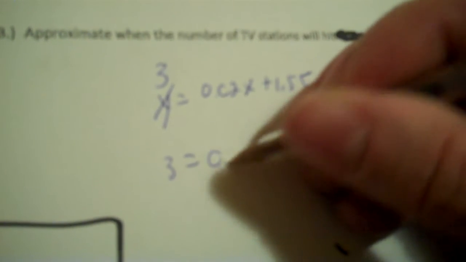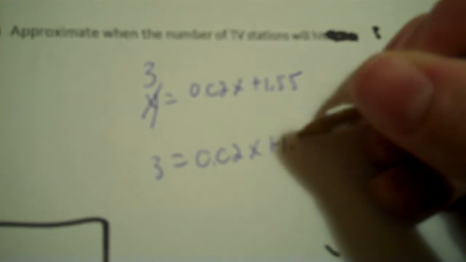Now, bring that equation down. Y equals 0.02x plus 1.55. Approximate when the number of TV stations will hit 3,000. 3,000 goes in for TV stations. Okay. Remember, it's 3,000 TV stations, so it goes in for y. Okay, so take your y out, replace it with 3, and we're going to solve for x.